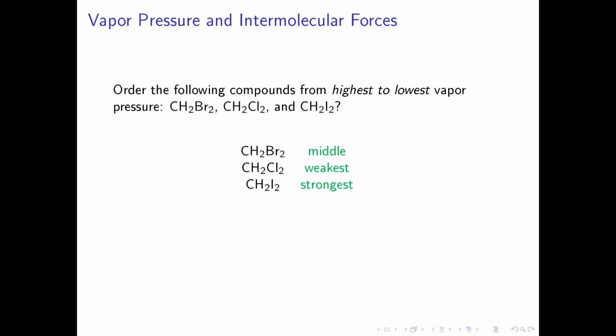CH2Br2 should have the next strongest forces, and CH2I2 should have the strongest intermolecular forces. And from this, we see that CH2Cl2 should have the highest vapor pressure, CH2Br2 should have the middle vapor pressure, and CH2I2 should have the lowest vapor pressure. This is verified when we consider the experimental vapor pressures for the three molecules. CH2Cl2 has a vapor pressure of 46.5 kilopascals. CH2Br2 has a vapor pressure of 4.59 kilopascals. And CH2I2 has a vapor pressure of 0.113 kilopascals.